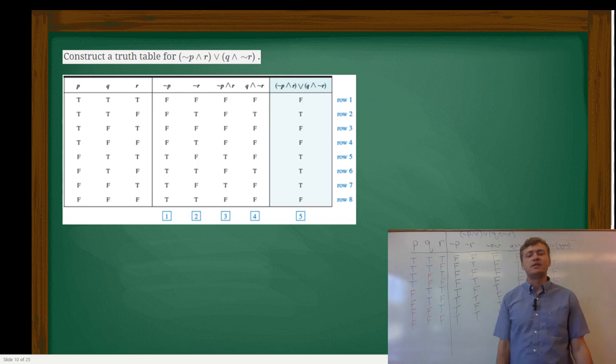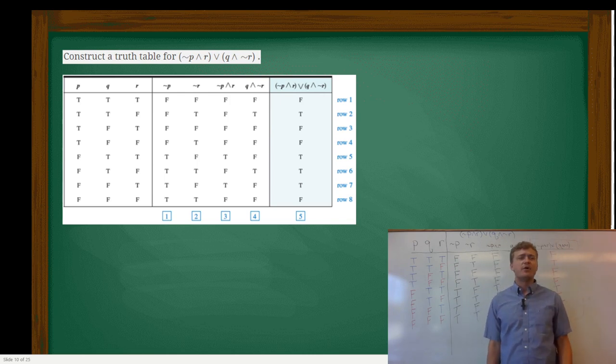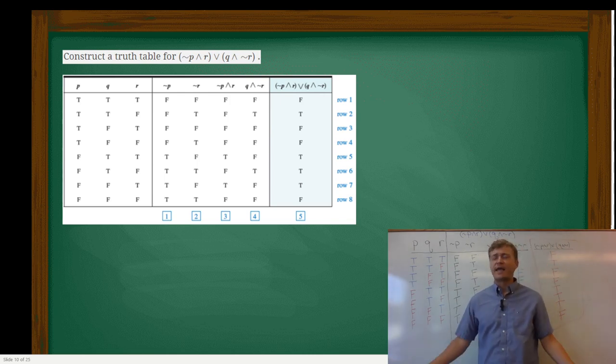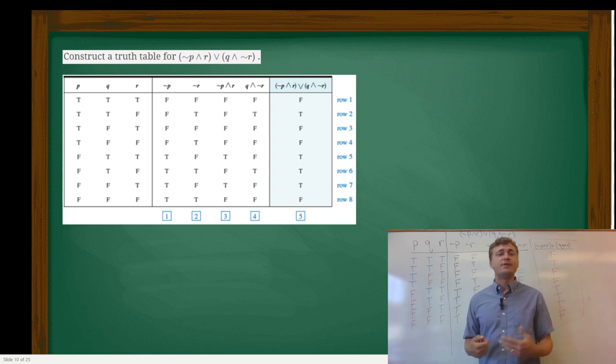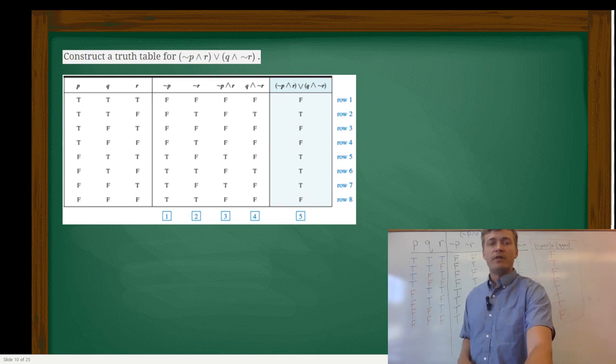Again, this takes a lot of practice. Once you get the hang of it, though, it really is just looking at things and saying, hey, I have two outcomes. Either I'm going to write a true or a false. Am I writing true because it's an and connective and they're both true? Am I writing false because it's an or connective and they're both false, right? When are they true? When are they false?